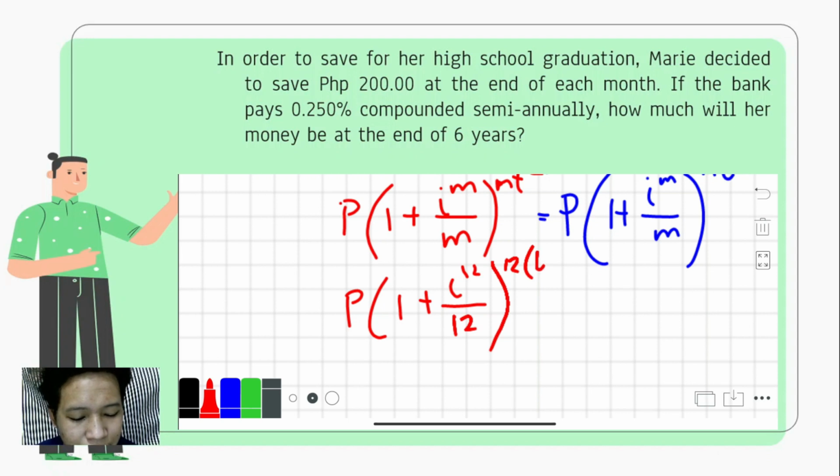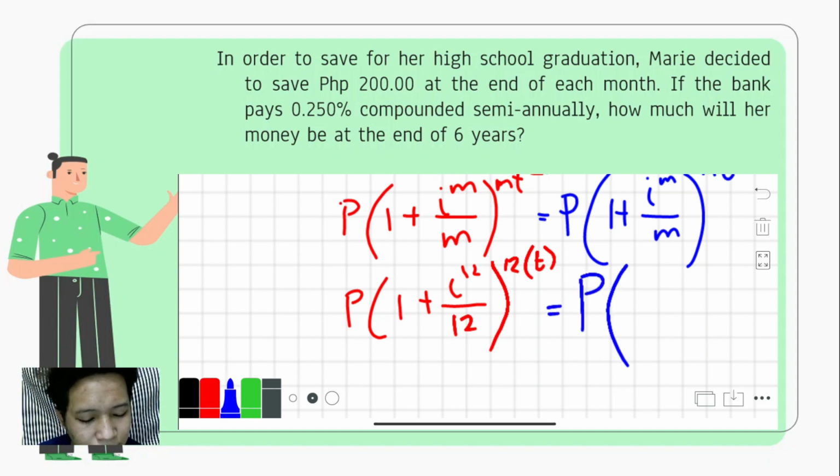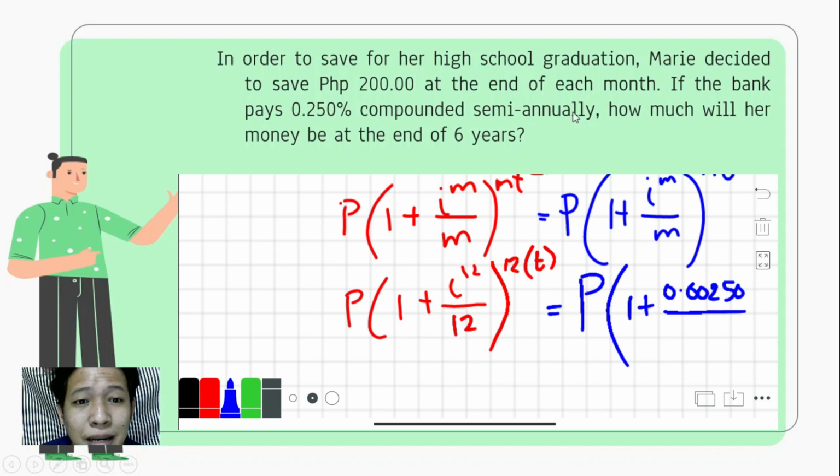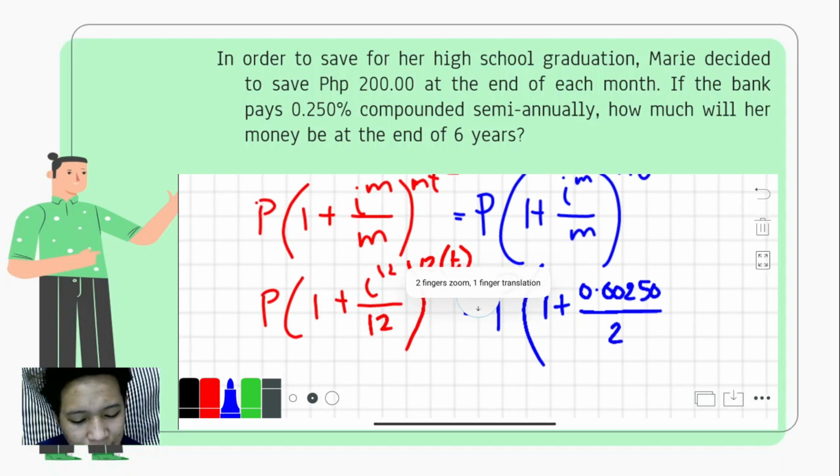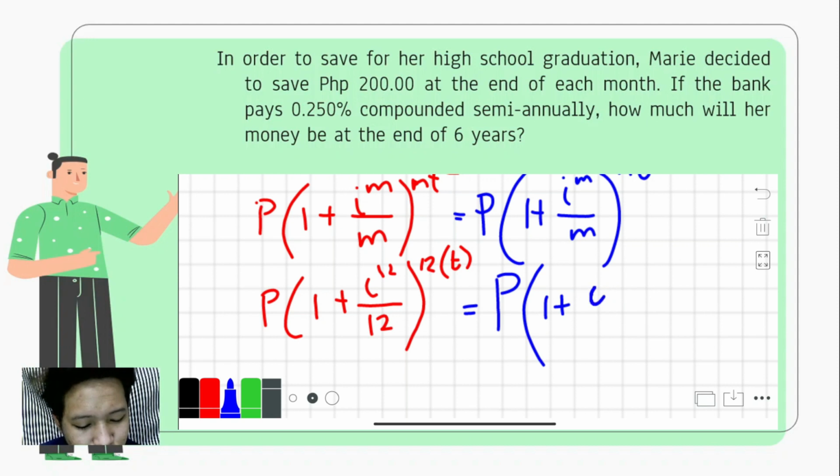Alright, so that would be multiplied by the time. So, hindi na po muna natin ilalagay si 6. And then, sa other side, we have P times 1 plus, so yung i raised to m natin is what? The nominal rate na pinag-uusapan natin dito. So, that is 0.00250 divided by m. Kapag m is, that is compounded semi-annually, so that would be 2. Okay po? Alright. So, sige, wag muna nating i-substitute yung value. So, that is i raised to 2 over 2 raised to 2 times t.